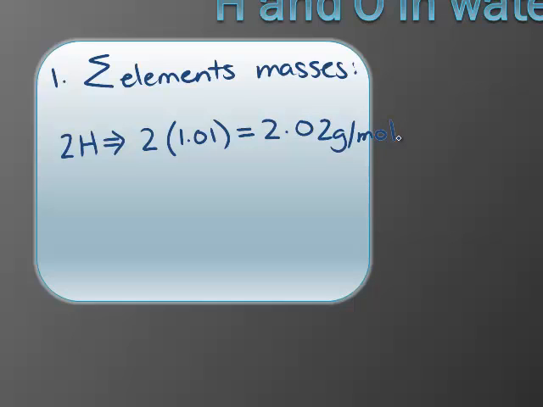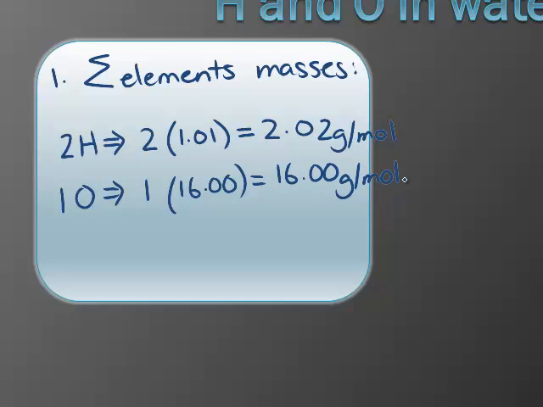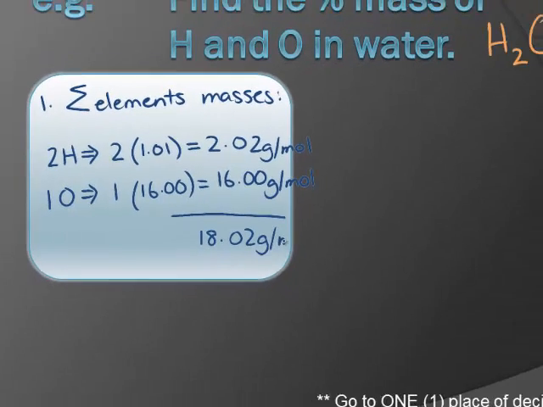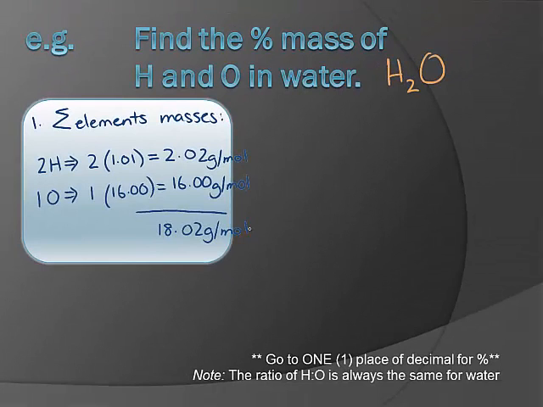So the part of the mass of the compound that hydrogen is contributing to is 2.02. We know that there's 1 oxygen, so I take 1 times the mass of an oxygen, which is 16.00, which gives us 16 grams per mole. Notice again that that's the part of the mass that oxygen is contributing to the compound. So looking at adding that up, because we said it's the sum, it's the total mass of the compound, the entire compound was 18.02 grams per mole. So that's step number 1.